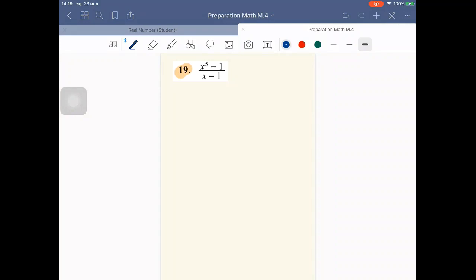Okay, next one, question 19. x minus 1, x to the power of 5, 0 for the power of 4, for the power of 3, for the power of 2, for the power of 1, and negative 1 here. It's a very long one. Okay, after you form the long division, you have to multiply x to the power of 4 to this term in order to eliminate x to the power of 5, and then you do subtraction.